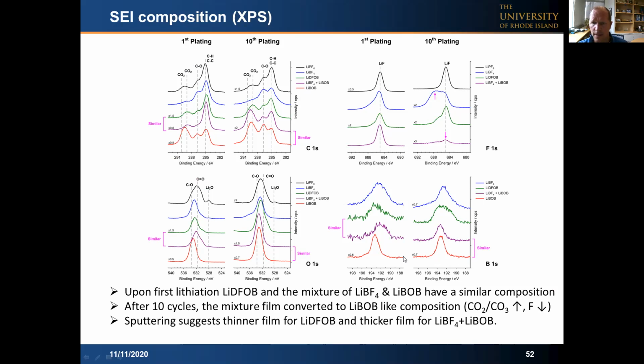So as we start off, initially, the boron spectra are very similar for the LiBF4 plus lithium difluorooxalato borate. However, after 10 cycles, the spectra are very similar for the LiBOB and the LiBF4 plus LiBOB. And the same thing is the case with the oxygen spectrum, where we start off and initially the SEI is similar, but then after 10 cycles, the SEI changes for the LiBF4 plus LiBOB and is more LiBOB-like.